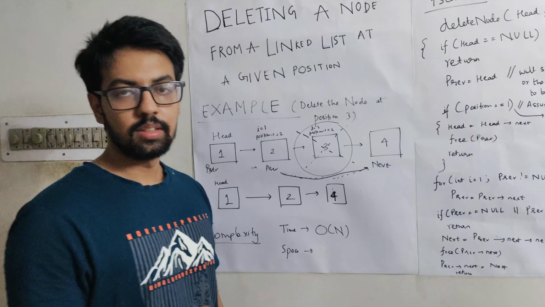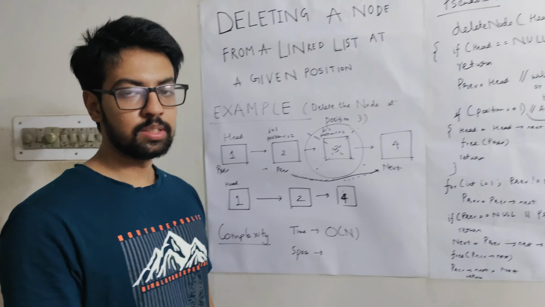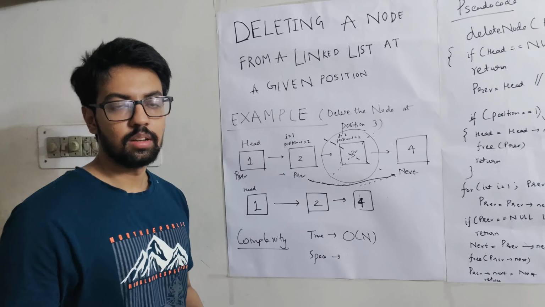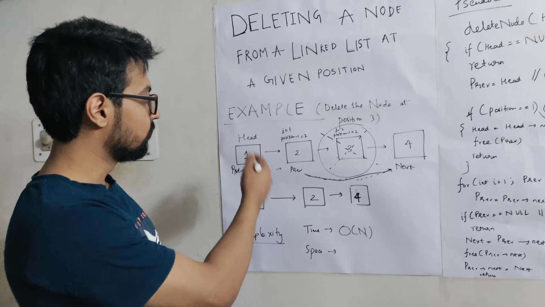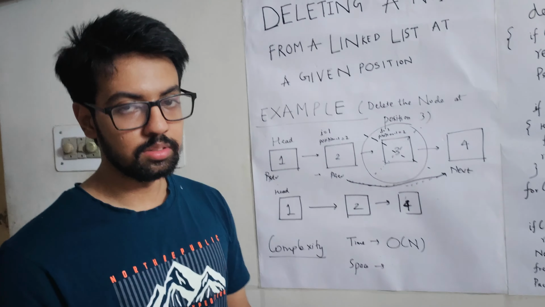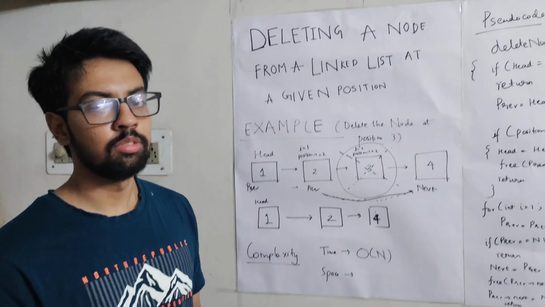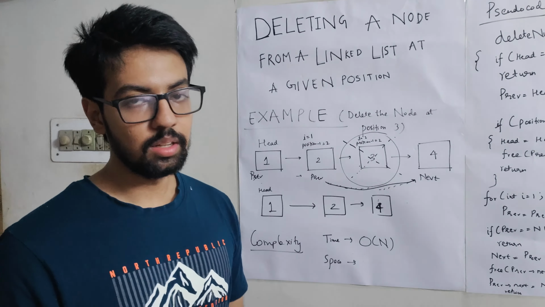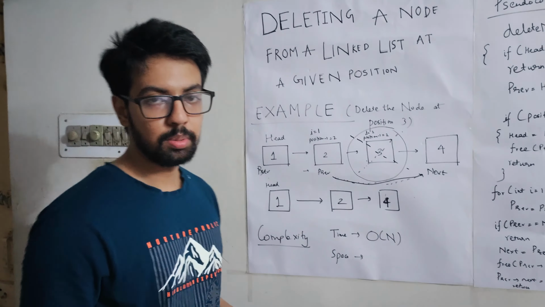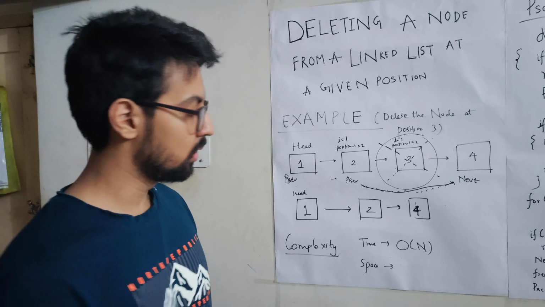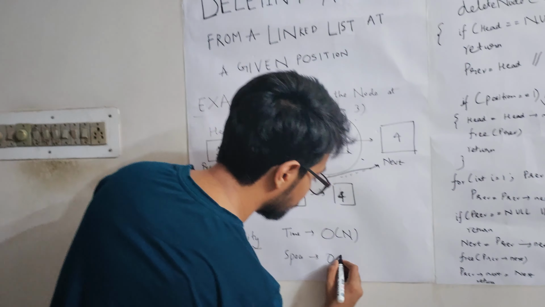Discussing the time and the space complexity of this pseudocode. Regarding the time complexity, in the worst case or the average case, we'll be moving through the entire linked list once. That means that the time complexity will be O of n, where n refers to the number of nodes present in the linked list. Coming to the space complexity, we are not occupying any additional space. That's why the space complexity will be O of 1.